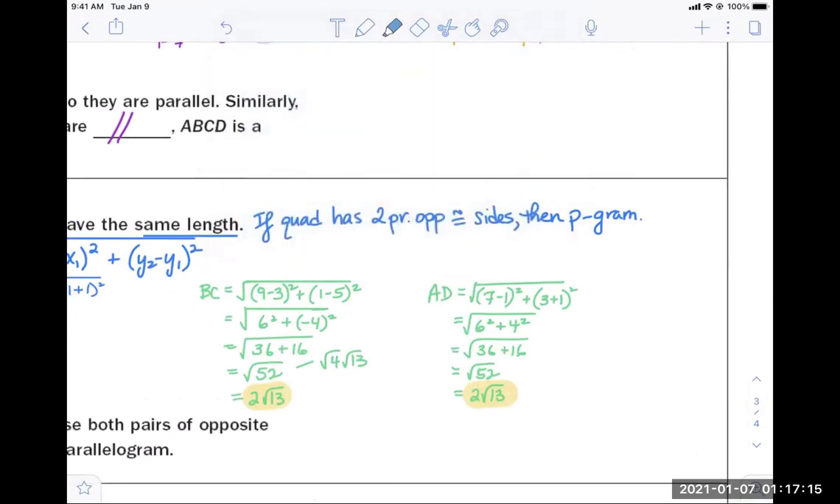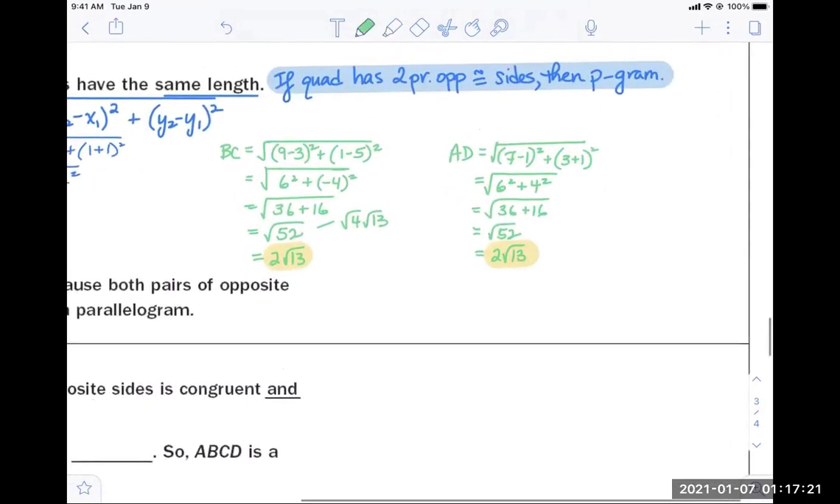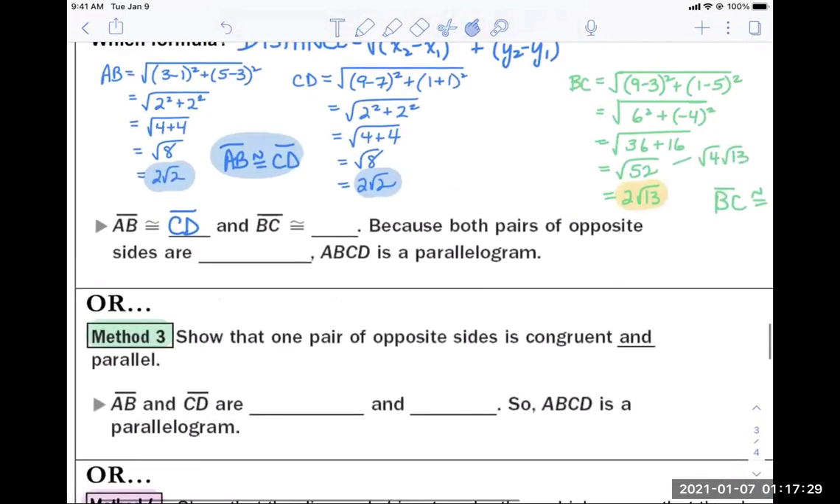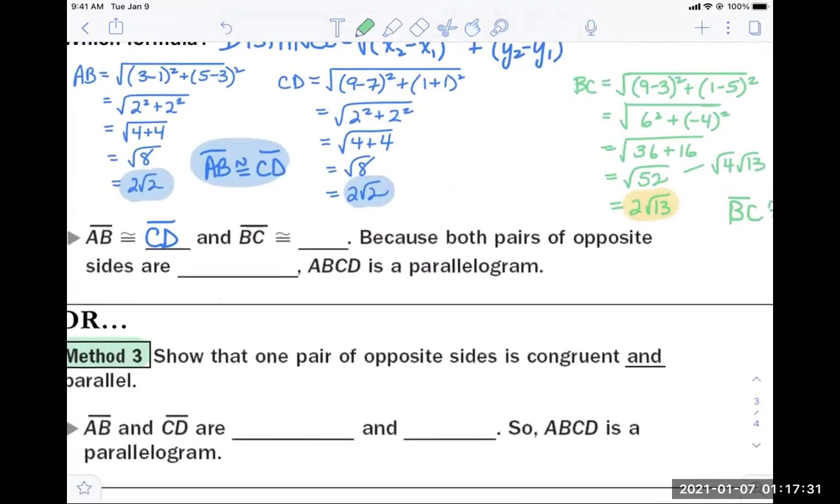Again, here is the theorem that we're using. If a quad has 2 pairs of opposite congruent sides, then it's a parallelogram. So we just showed that segment BC is congruent to segment AD, because we did the distance formula. And then because both pairs of opposite sides are congruent, that makes the quad a parallelogram.